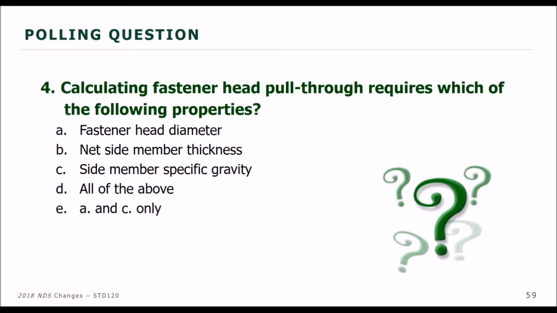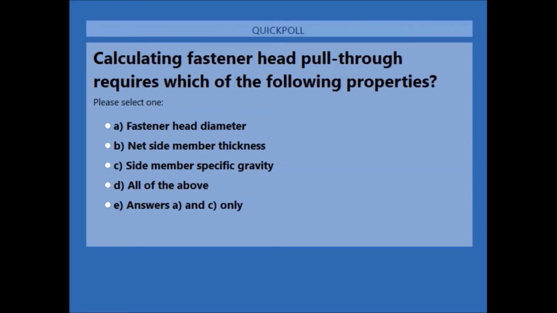Absolutely. All right, let me launch it. Calculating fastener head pull through requires which of the following properties? All right. Fastener head diameter, net side member thickness, side member specific gravity, all of the above, or answers A and C only. All right. Probably give you about 20 more seconds.